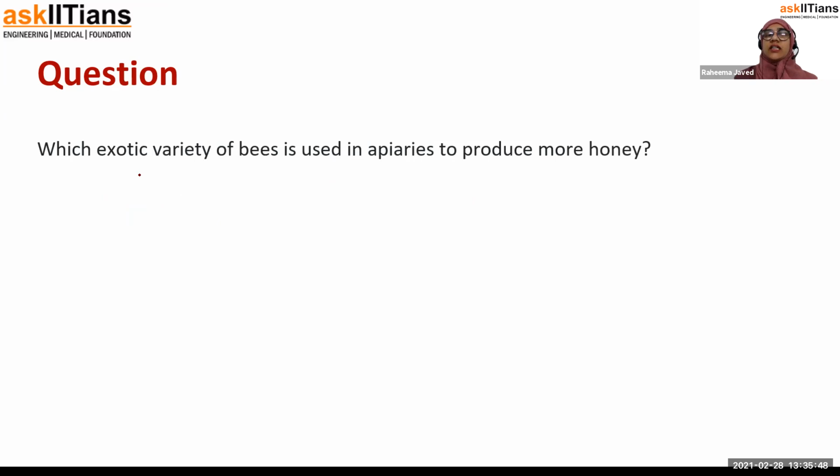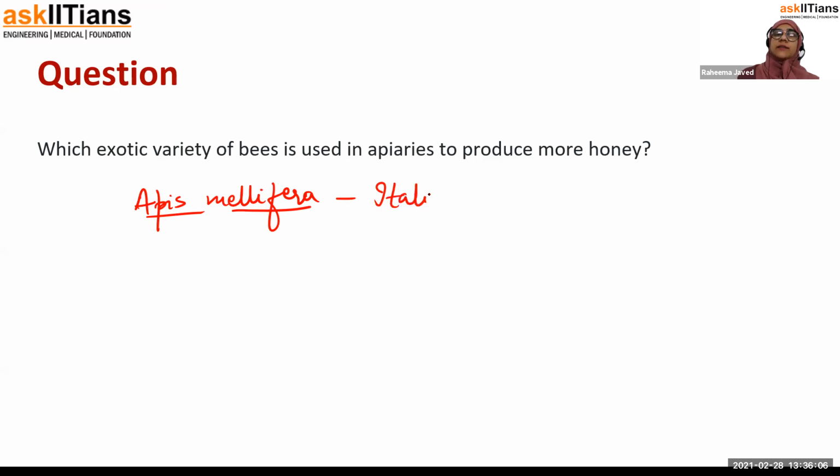Which exotic variety of bees is used in apiaries to produce more honey? Yes, this is the Italian bee variety, right? Apis mellifera. And please underline when you're handwriting the scientific names. This is Italian bee. Okay, next question.